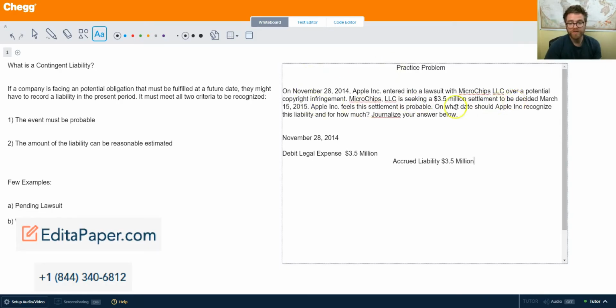Now, when March 15th rolls around, when the settlement takes place, they're just going to go ahead and reverse out their liability for that $3.5 million, and they're going to go ahead and credit their cash. And that's it. So again, once again, it must be probable and it must be reasonably estimated. That's very important. If they don't have an estimation of what it's going to cost, they can't record anything. And that's how it goes.